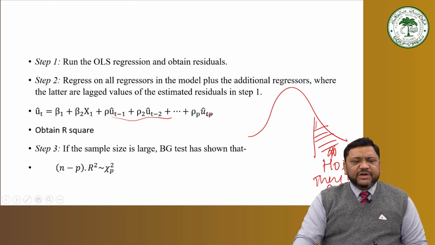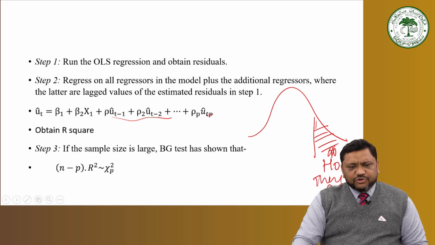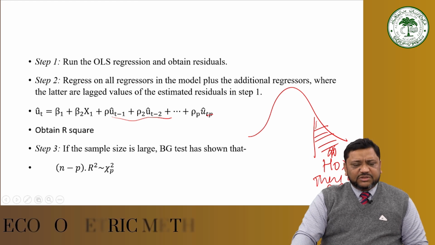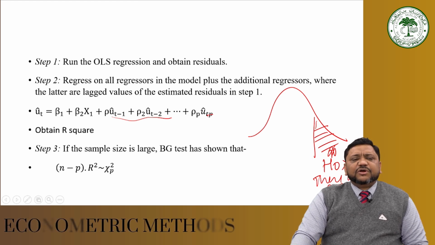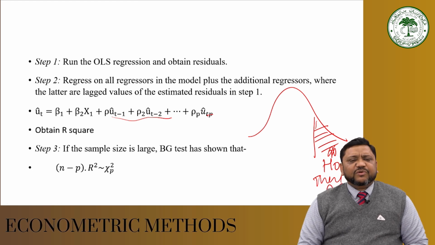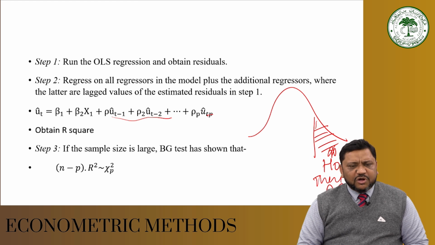So this is a method to detect the presence of autocorrelation, particularly when it is not of the first order, but it can be of the second order or the third order autocorrelation. With this, I end this lecture. In the next lecture, we will be taking up how to solve the problem of autocorrelation. Thank you.